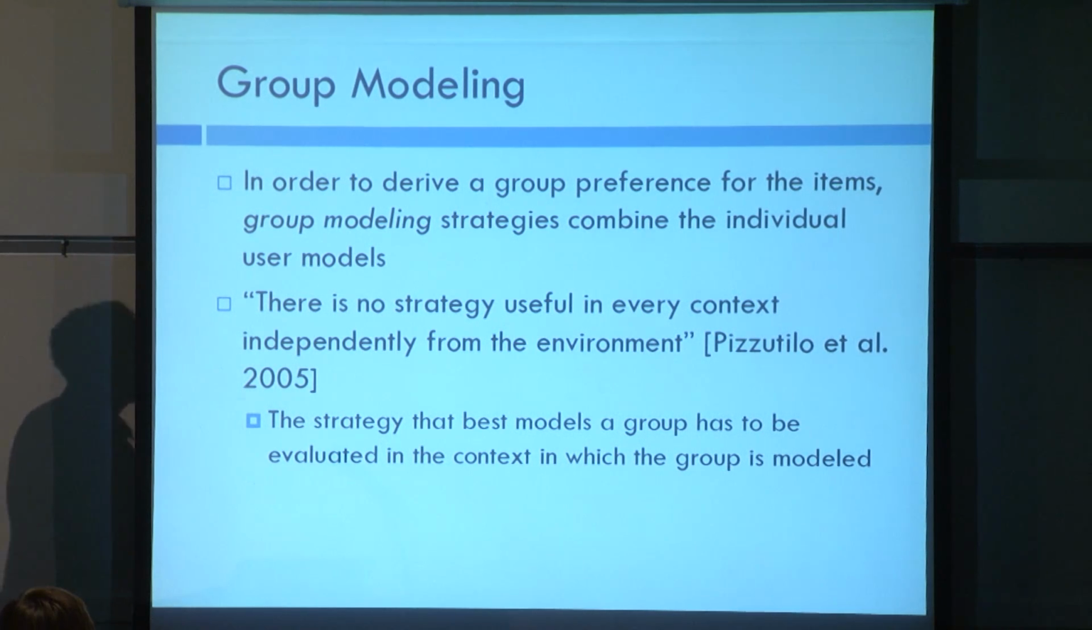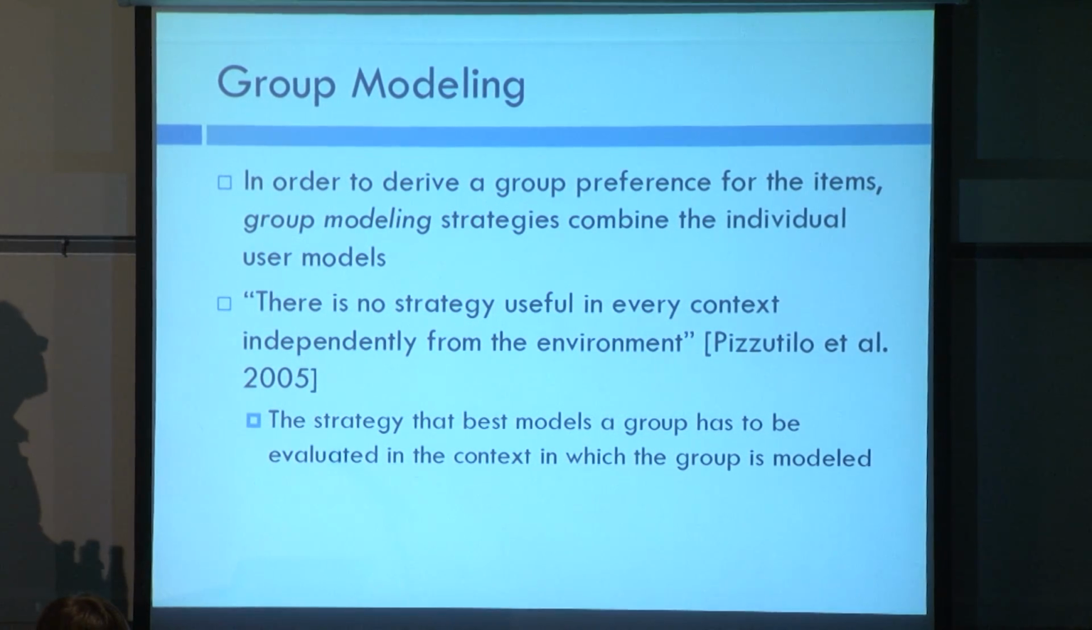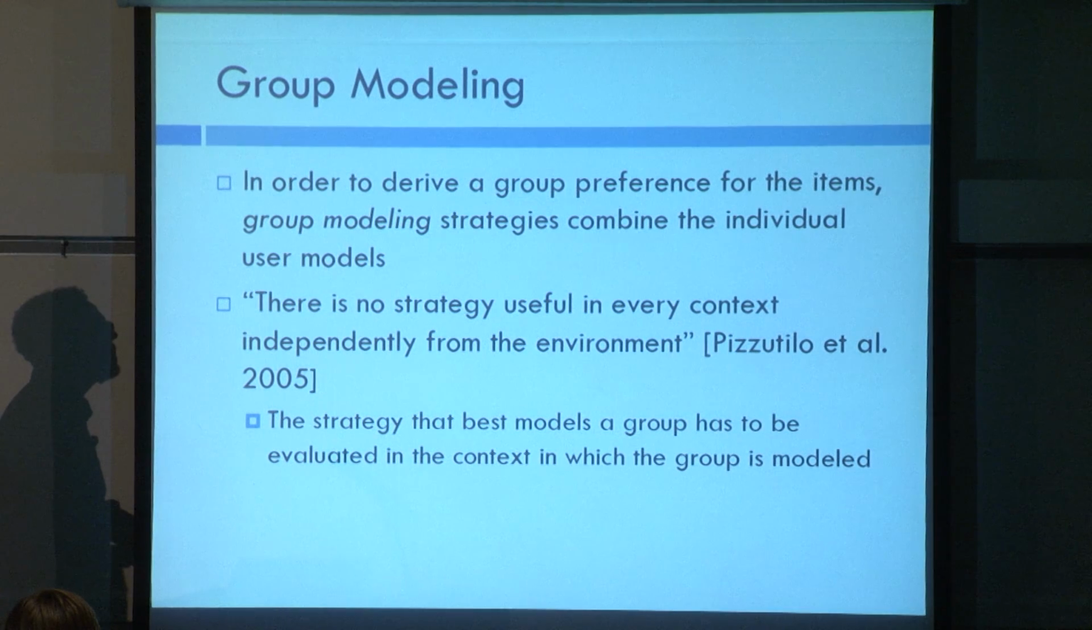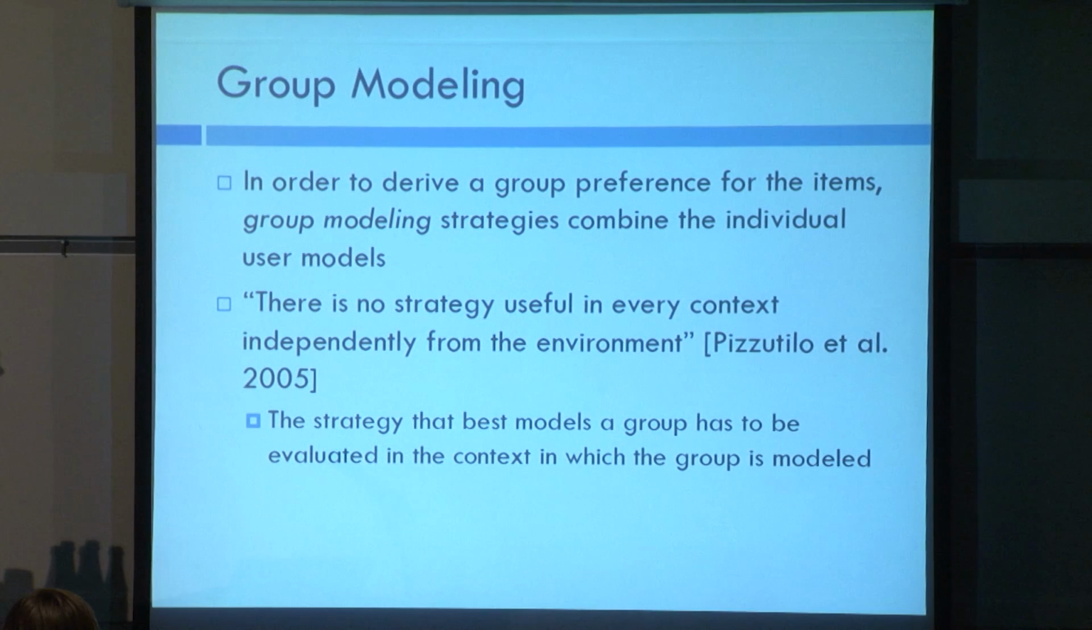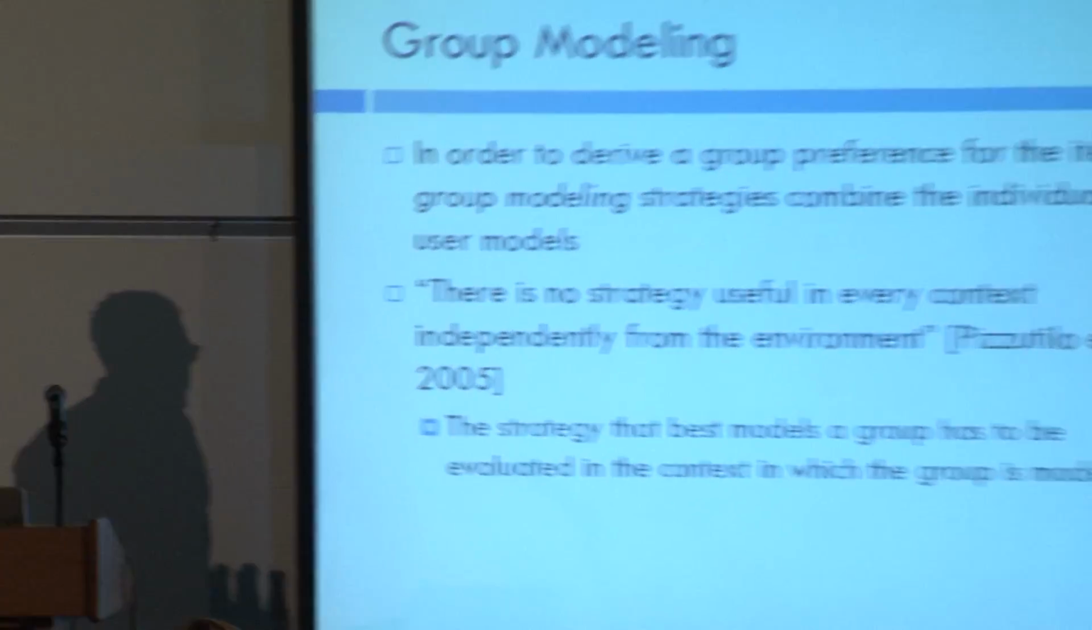In 2005, which says, and here I quoted a sentence, that there is no strategy useful in every context independently from the environment. So what the authors say is that the group modeling strategy should be selected and evaluated in the context in which the group is modeled. So there is no such perfect strategy, or a strategy that outperforms the others in all contexts.